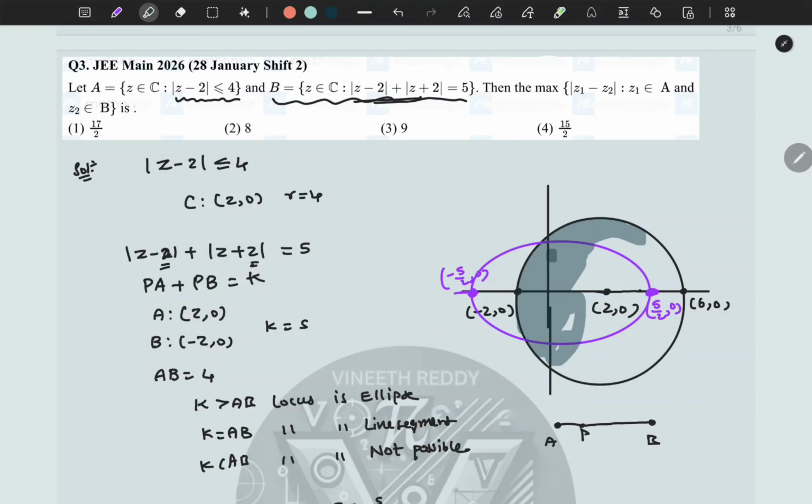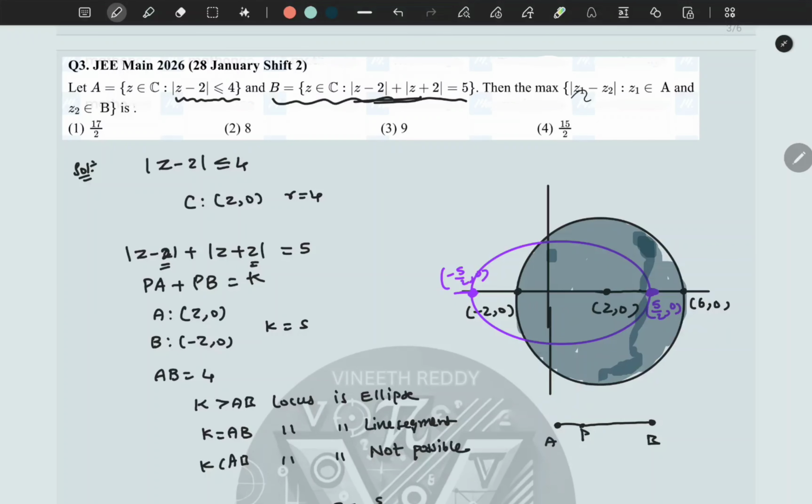So these questions of locus are very easy, dear students, and I don't recommend you to take z equal to x plus iota y. That will be very lengthy. This will be straightforward.